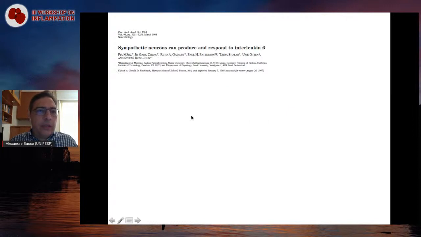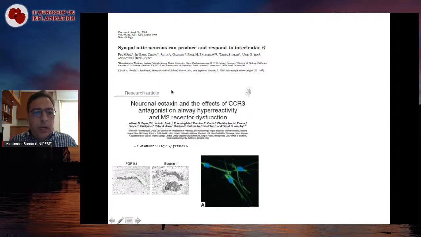So here we can see a PNAS paper, actually an old one, showing that sympathetic neurons can produce and secrete IL-6. And this other one in JCI is a very nice paper in which the authors show that parasympathetic neurons can express and secrete eotaxin. So this is in the airways, and parasympathetic fibers expressing eotaxin, and those are immunofluorescence images showing neurons expressing eotaxin.